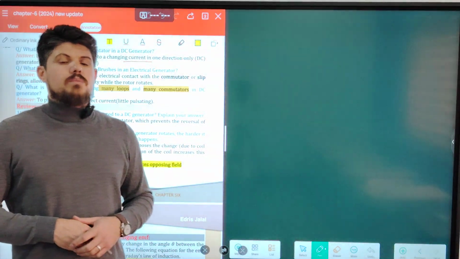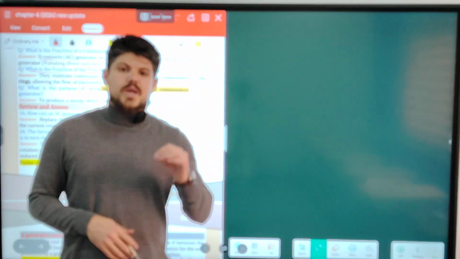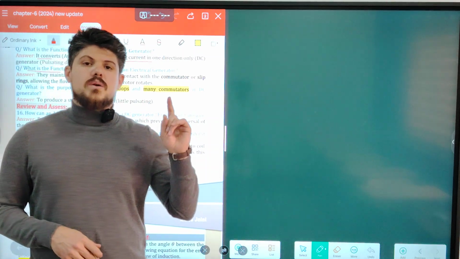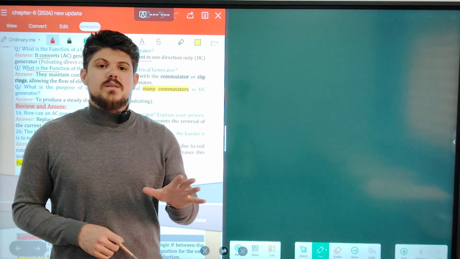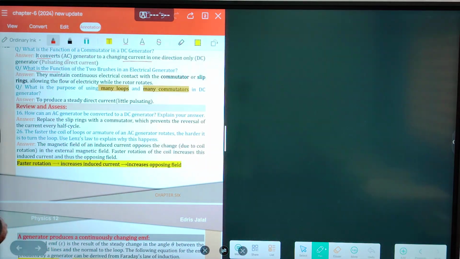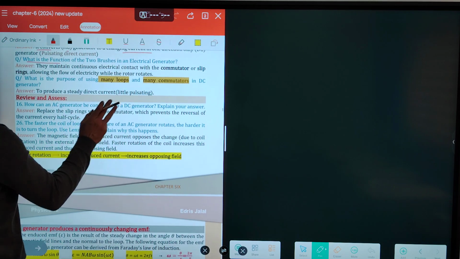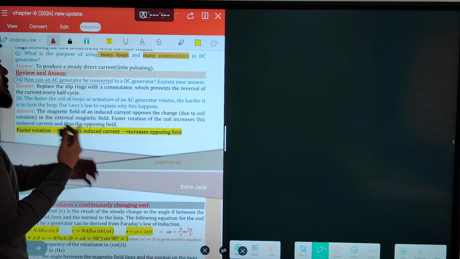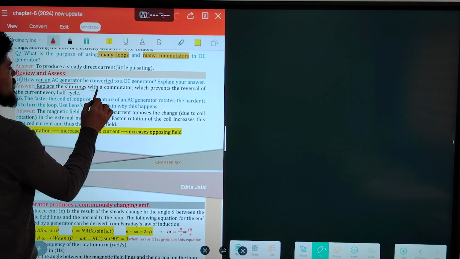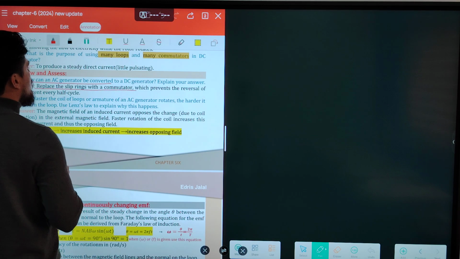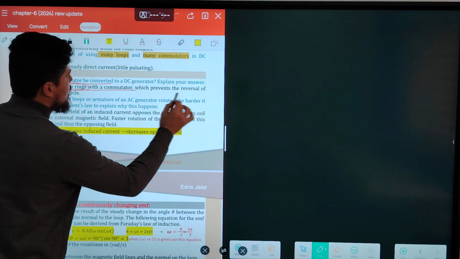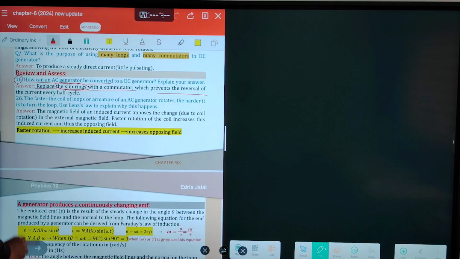What is the purpose of using many loops and many commutators? As we studied, by using many loops and many commutators, we can achieve a current with a little pulse. But if you use one commutator and one loop, the pulse will be more, okay? You probably see the direct current with a little pulse. Question 16, how can an AC generator be converted to DC? Replace the slip rings with a commutator.